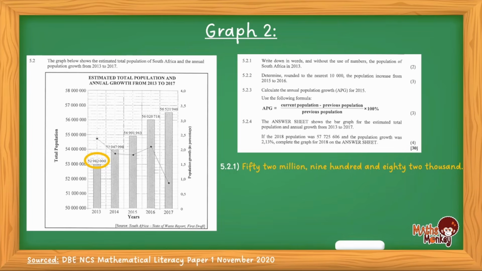Determine, rounded to the nearest 10,000, the population increase from 2015 to 2016, right? So from 2015 to 2016, the population increase, now remember, not growth or percentage, the population increase, right? They want you to round the answer off. So you're going to first find the increase. In other words, how much more was added to 2015 to get 2016? So to find that answer, you're going to say this one minus that one. Okay? So then I'll end up having 56,020,718, which matches that, minus 54,901,943. And the difference is then this value over here, right?